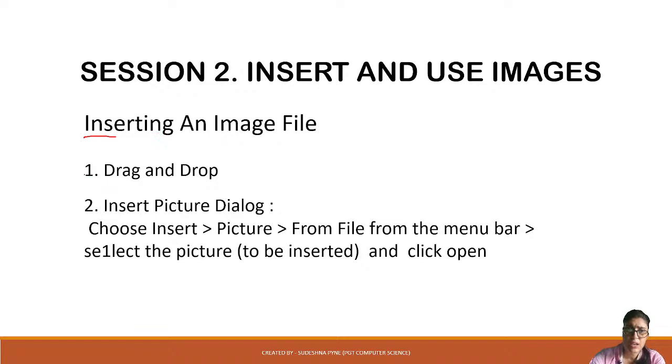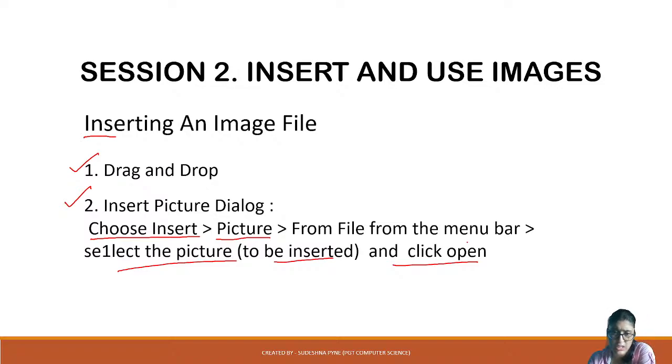Inserting an image file. First is drag and drop. Second is the insert picture dialog. So how do you choose the insert picture dialog? First choose Insert, then Picture, then From File, from the menu bar, select the picture to be inserted and click Open. Now maybe you have done this in Word also, if you have used Word. If you have not used Word, then you will see it here only. In the practical I will show you.